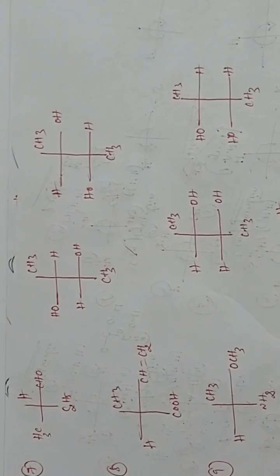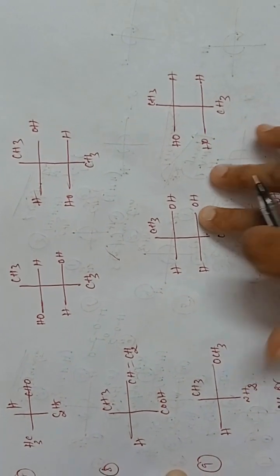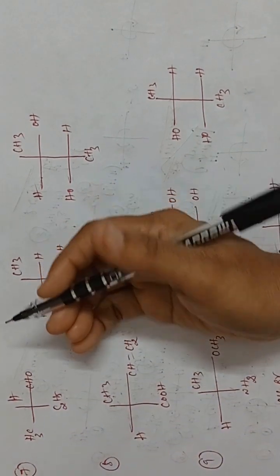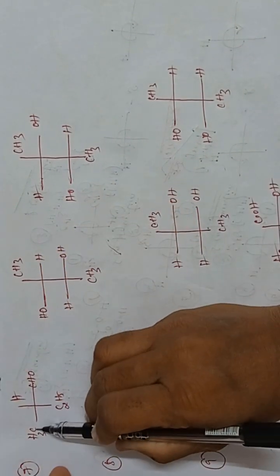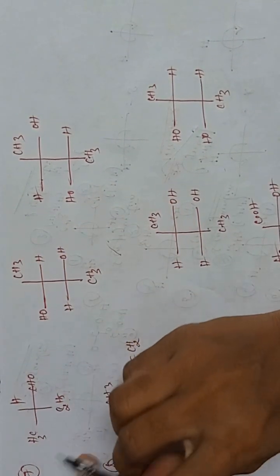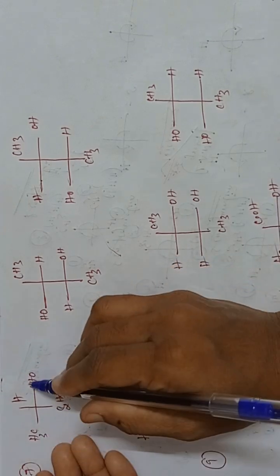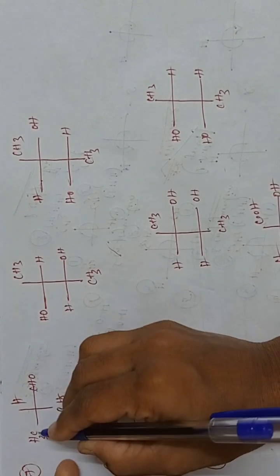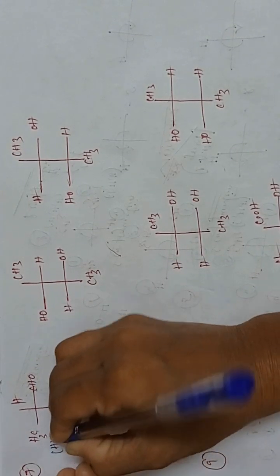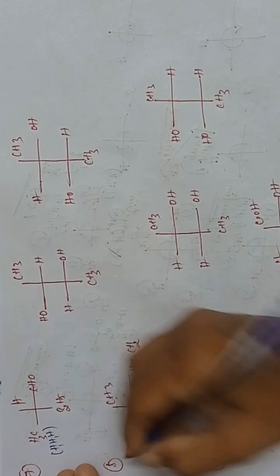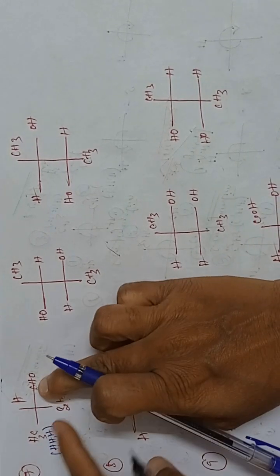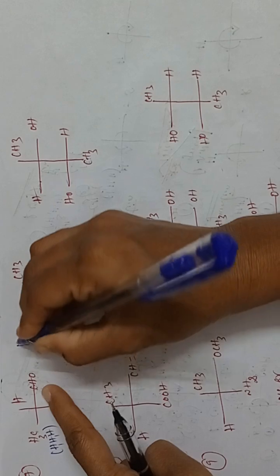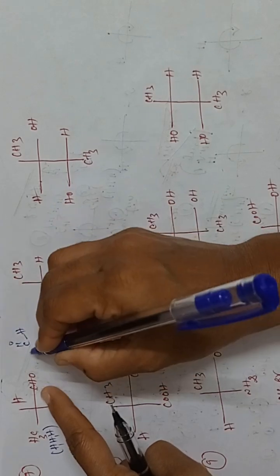Now see students, next one, 7th example. This carbon is attached to carbon, carbon, carbon, hydrogen. So how to write here? 3 carbons are there. Now we should write that this carbon is attached to 3 hydrogens. This carbon is attached to CHO, C double bond OH, the CHO structure.